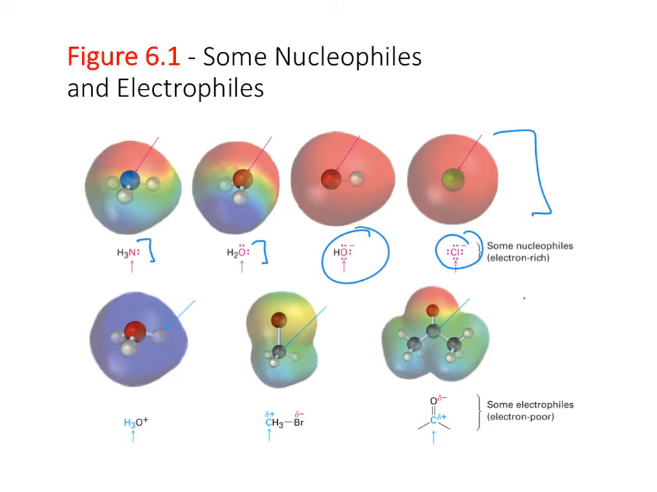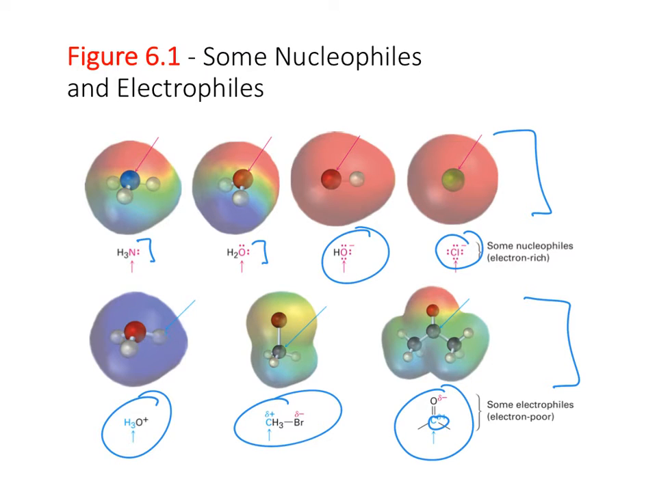And then here are some examples of electrophiles. For anything containing a carbonyl, the carbon portion of the carbonyl would be the electrophilic site. If you have an alkyl halide, the carbon connected to the bromine or the halogen would be the electrophilic site. And then if you have H3O+, the H atom is the electrophilic site.